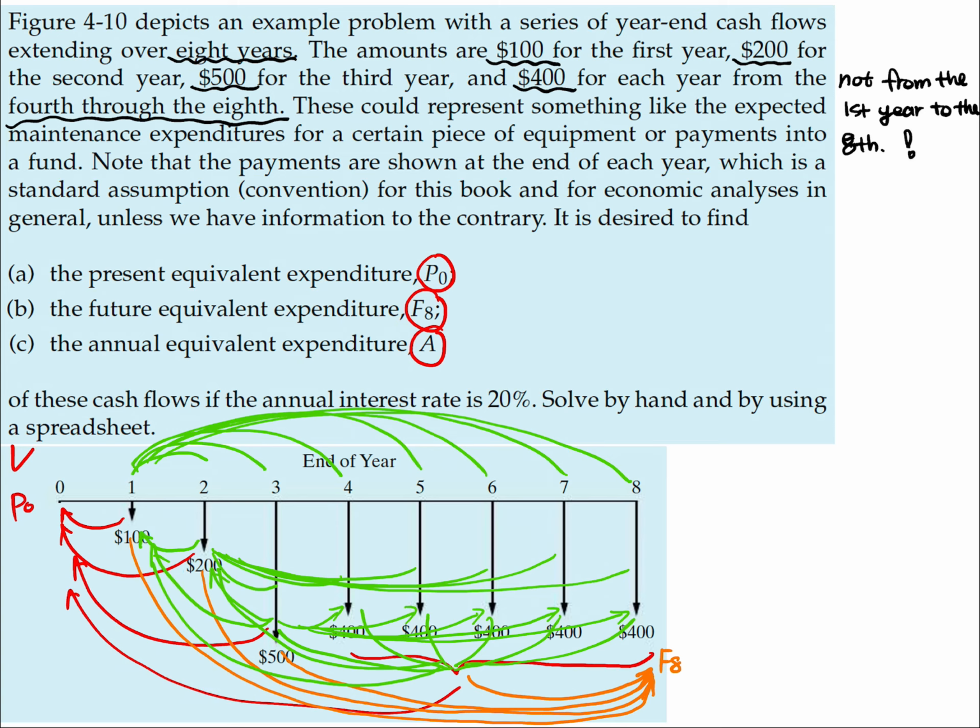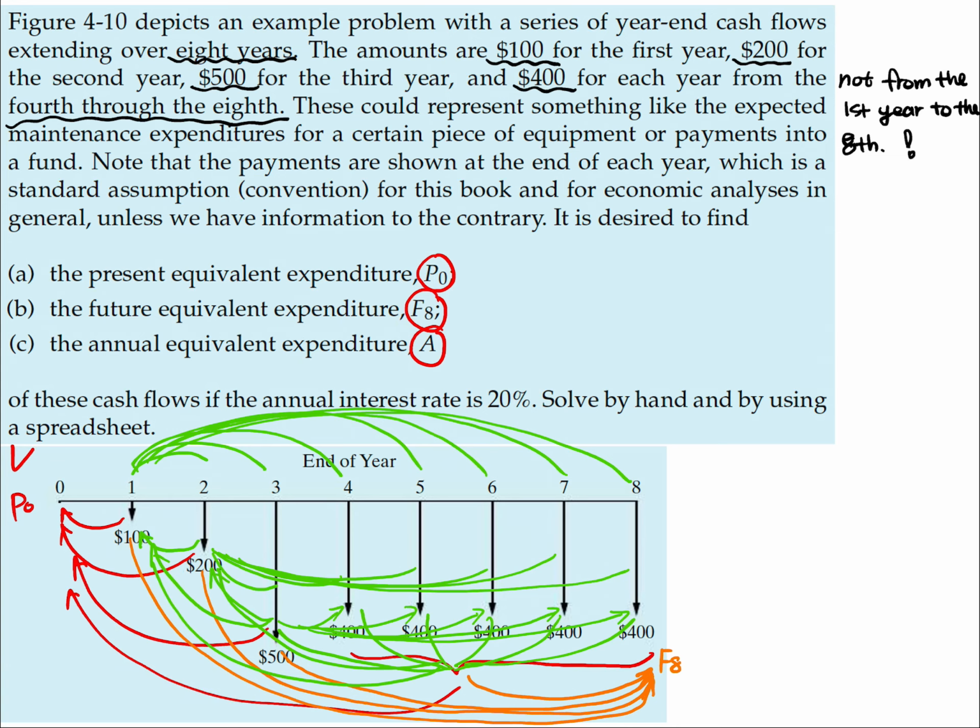This could represent something like the expected maintenance expenditures for a certain piece of equipment or payments into a fund. So it's just a generic situation. Note that the payments are shown at the end of each year, which is a standard assumption for this book and for economic analysis in general. So in economic analysis, we always assume that the cash flow happens at the end of every period.